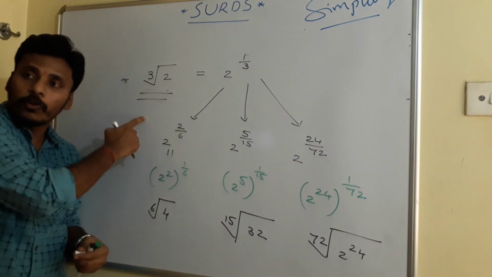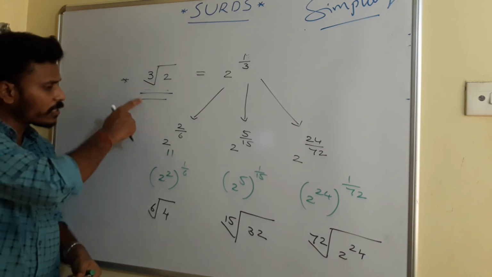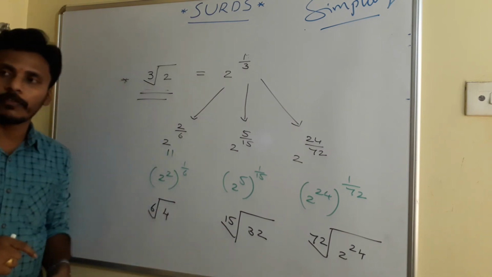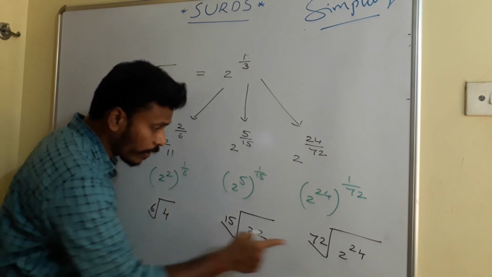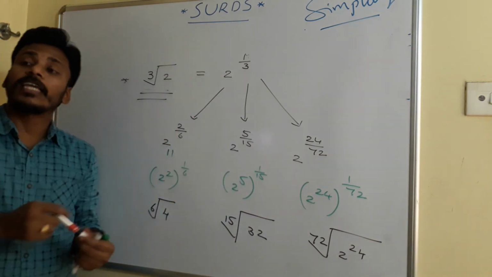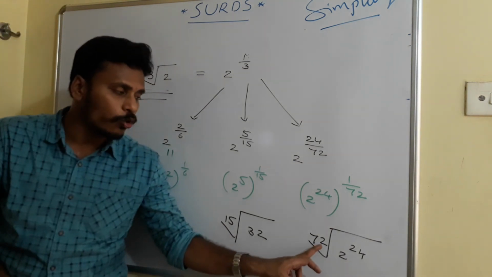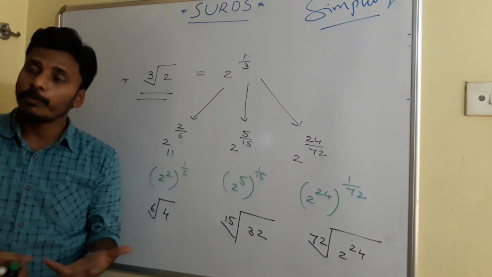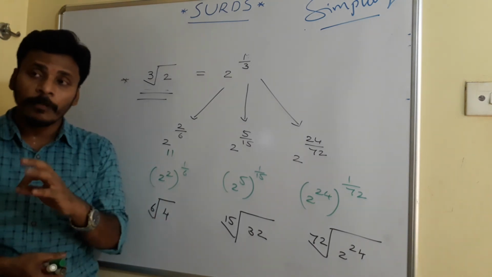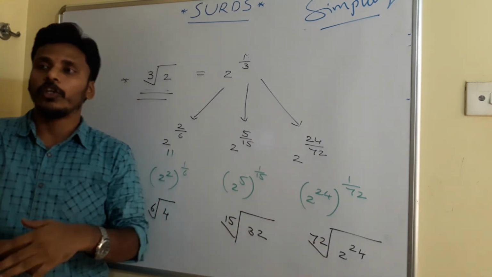This cube root of 2 is the same as this 6th root of 4. And this is the same as this 15th root of 32. And this is the same as this 72nd root of 2 power 24. The given cube root of 2 value and the given 72nd root of 2 power 24 value both are the same. But if you look, this is a surd of order 3, whereas this is a surd of order 72.